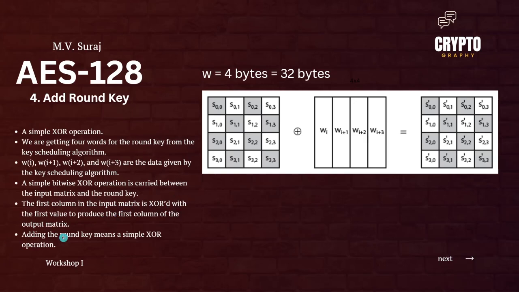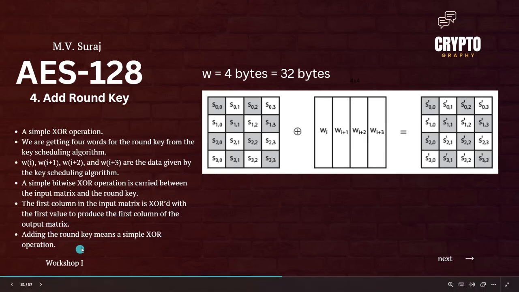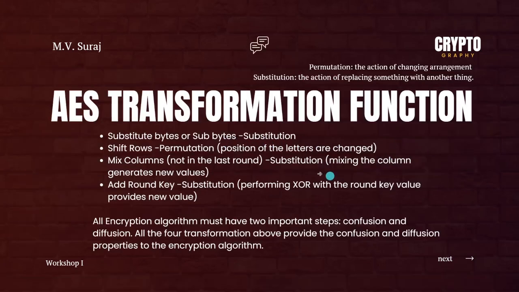So again, adding the round key means a simple XOR operation. I'm pretty sure I mentioned this before. This is just an overview again of what we just did. This might have been pretty fast because it's pretty easy, I believe.